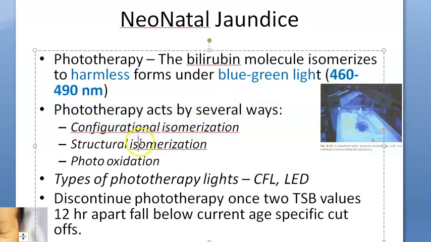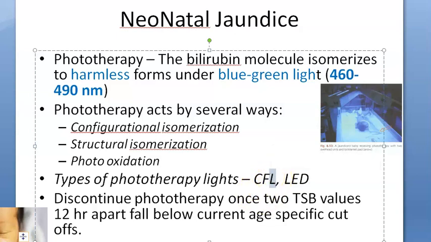How does this act? It does some isomerization, structural isomerization, configurational isomerization, and removes the bilirubin from the body. Photooxidation also it can do. Like we told you, phototherapy itself can be a huge question, isn't it? Types of phototherapy lights use CFL lights and LED. Do you know the full form of these at all? CFL, LED. I think L is light.